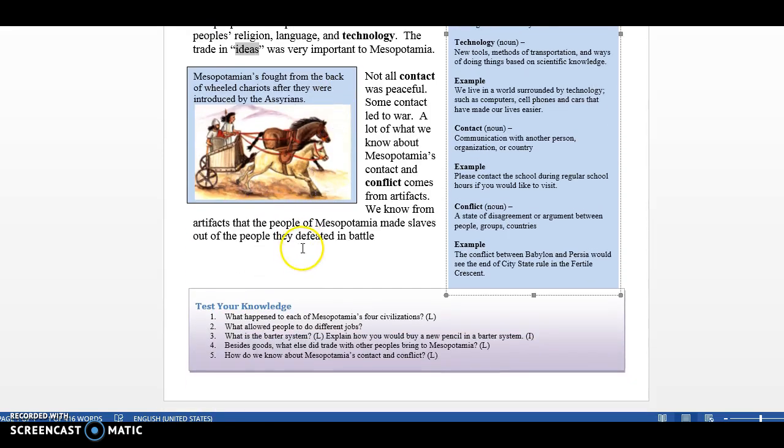Okay? So, please try your best to answer these 5 questions. Number 1. What happened to each of Mesopotamia's 4 civilizations? Number 2. What allowed people to do different jobs? Number 3. What is the barter system? Explain how you would buy a new pencil in a barter system. Number 4. Besides goods, what else did trade with other peoples bring to Mesopotamia? And then finally, number 5. How do we know about Mesopotamia's contact and conflict?